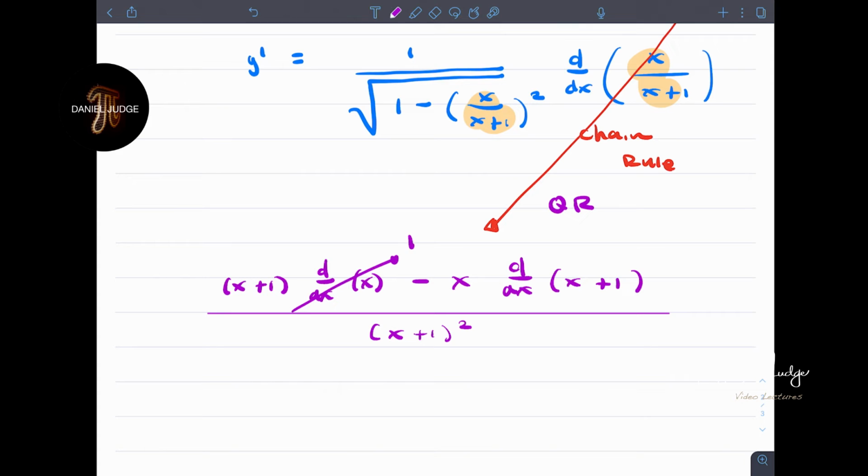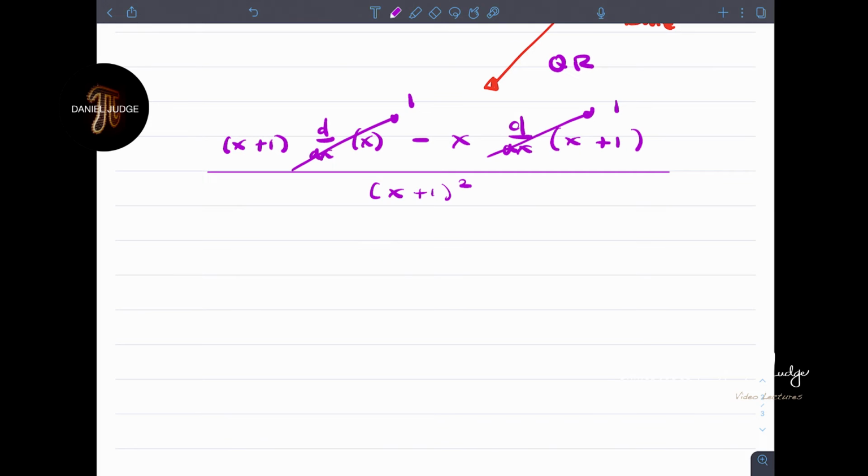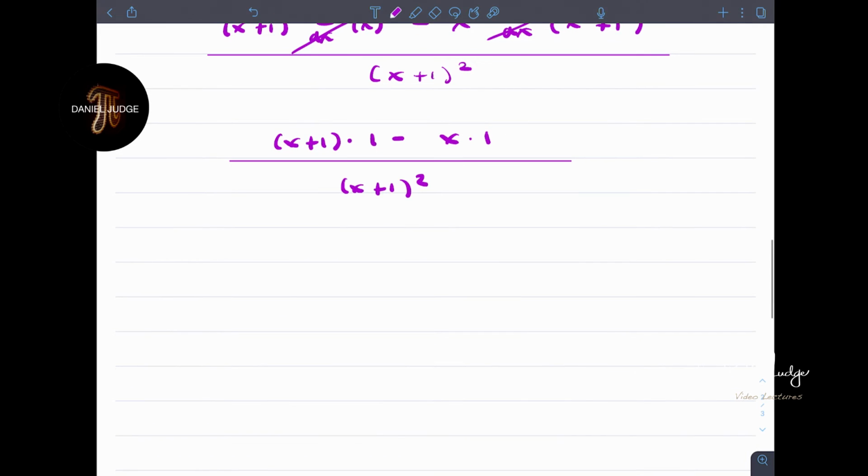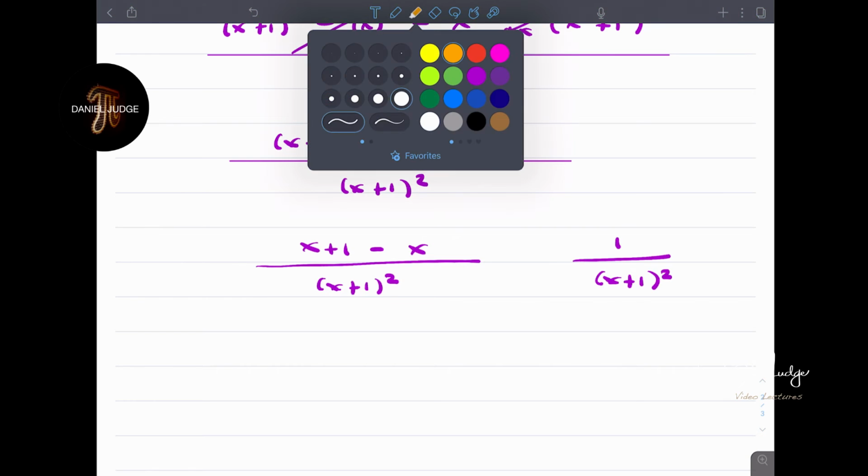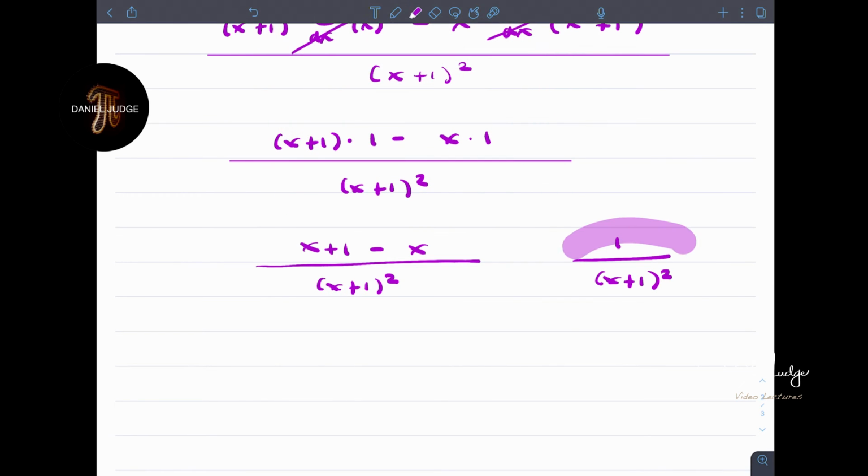Now, this derivative is 1. This derivative is 1. So you'll have x plus 1 times 1 minus x times 1, over x plus 1 squared. That is x plus 1 minus x over x plus 1 squared, and that's going to be simply 1 over x plus 1 squared. So this is the portion that we get when we differentiate the chain portion.